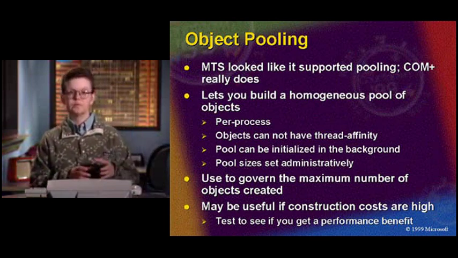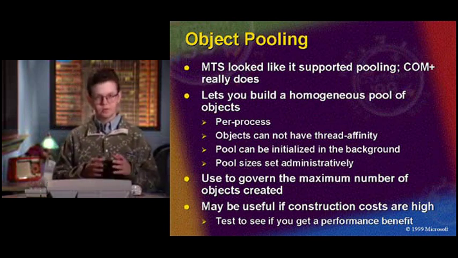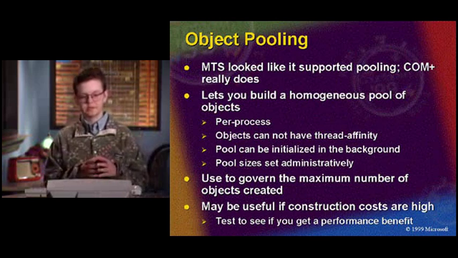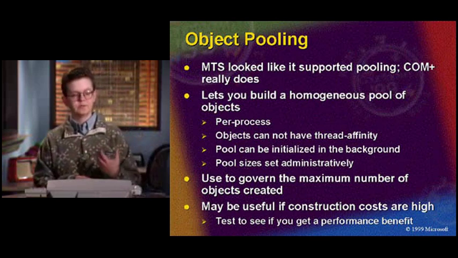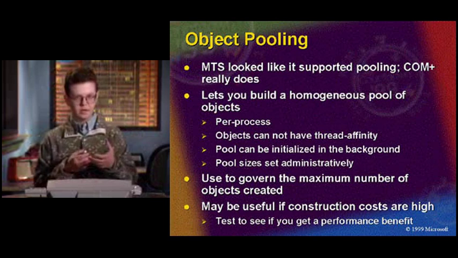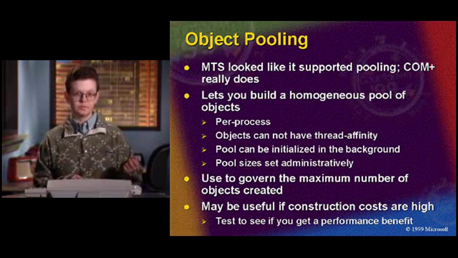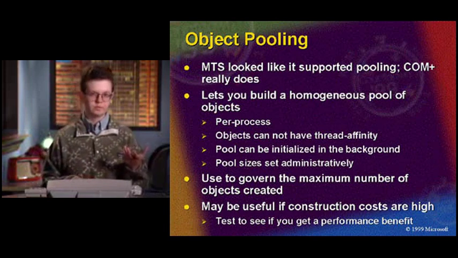In COM+, we really do support object pooling, and this will let you build a pool of similar objects per process. You put the objects in the pool, and when you ask for a particular object or you call a method on an object that has been just-in-time deactivated, then we'll first look in the pool, and if there's something there, we'll pull it out of the pool very quickly.